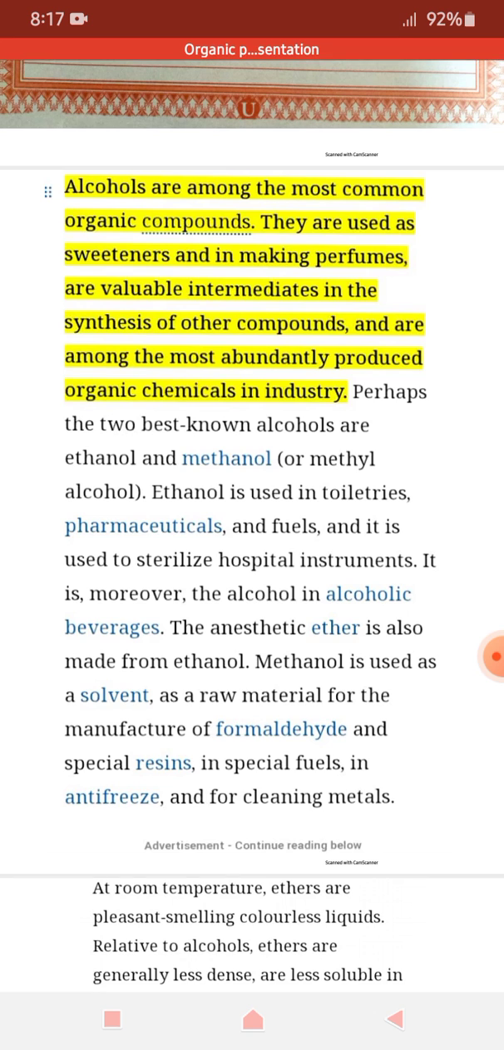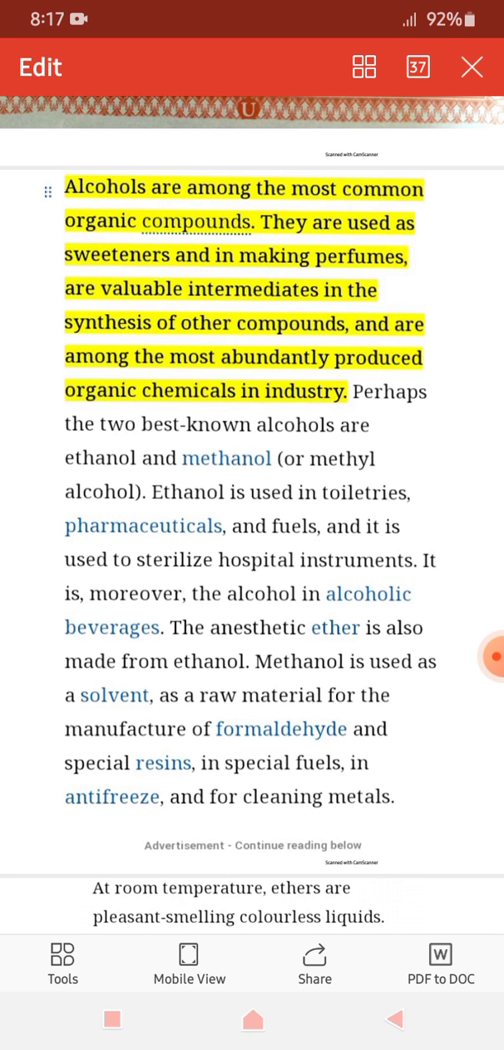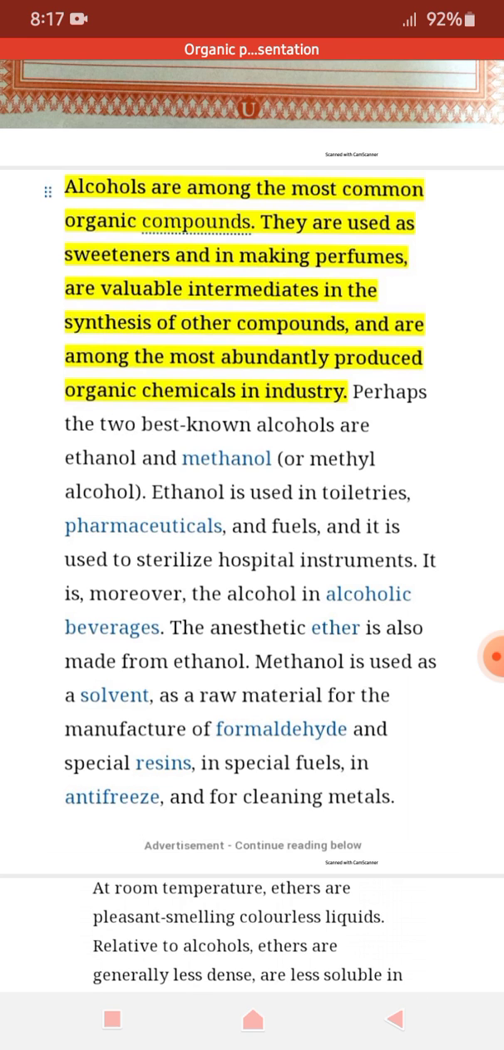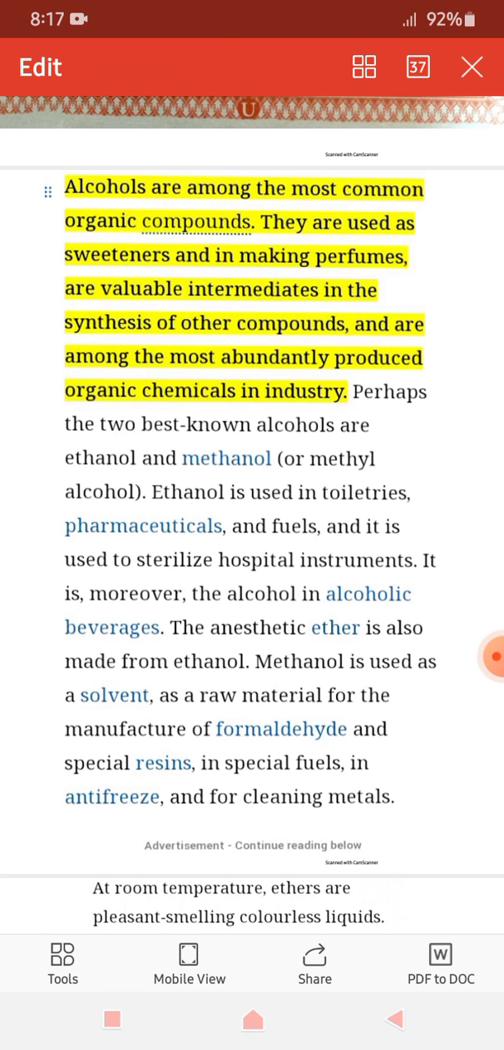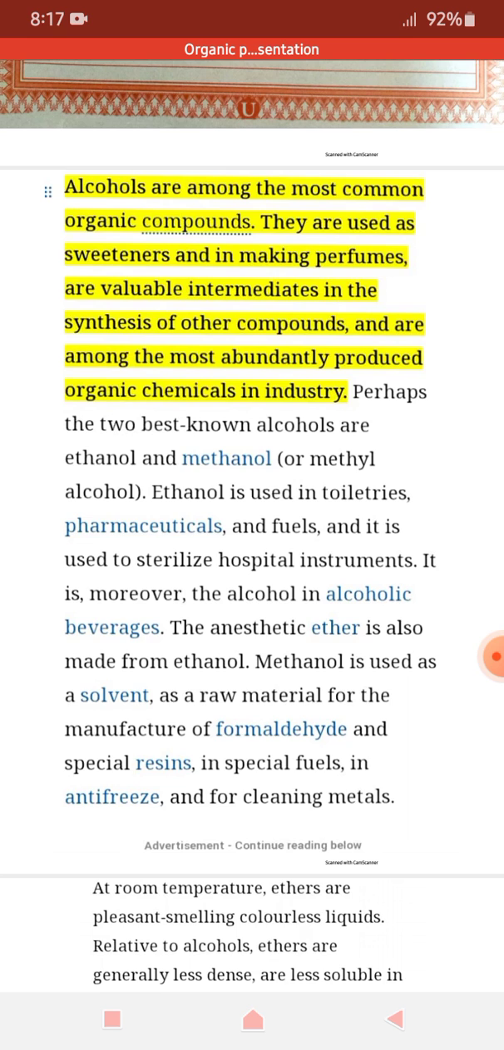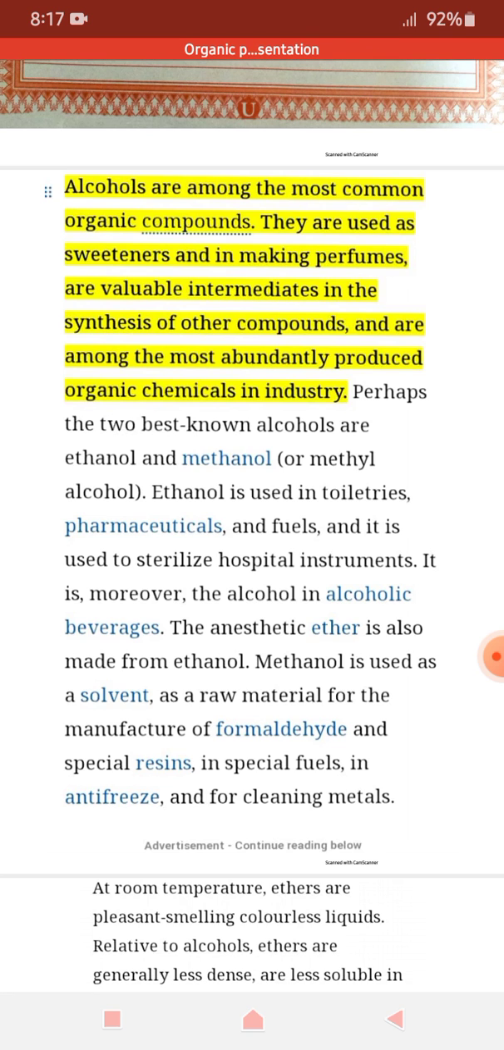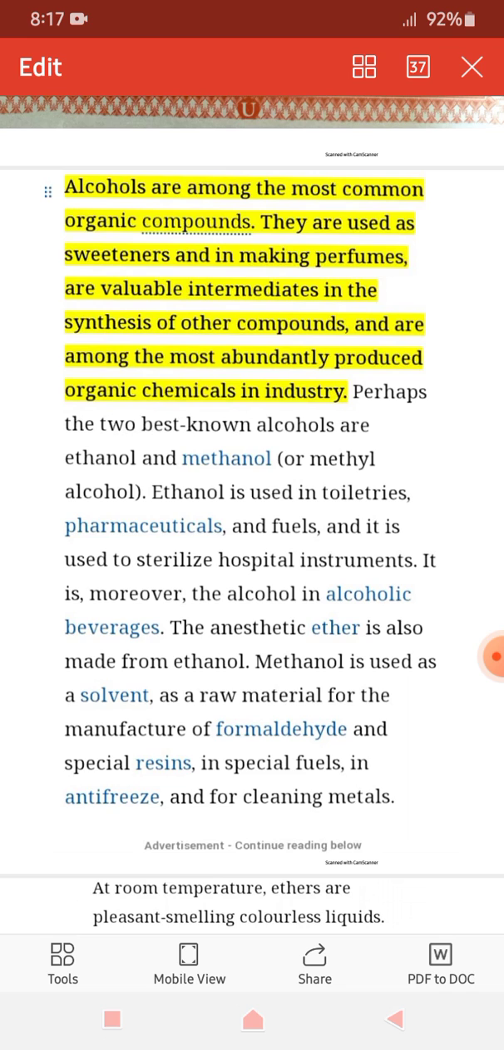Ethanol is used in toiletries, pharmaceuticals, and fuels, and it is used to sterilize hospital instruments. It is moreover the alcohol in alcoholic beverages. The anesthetic ether is also made from ethanol. Methanol is used as a solvent, as a raw material for the manufacture of formaldehyde and special resins, in special fuels, in antifreeze, and for chelating matters.